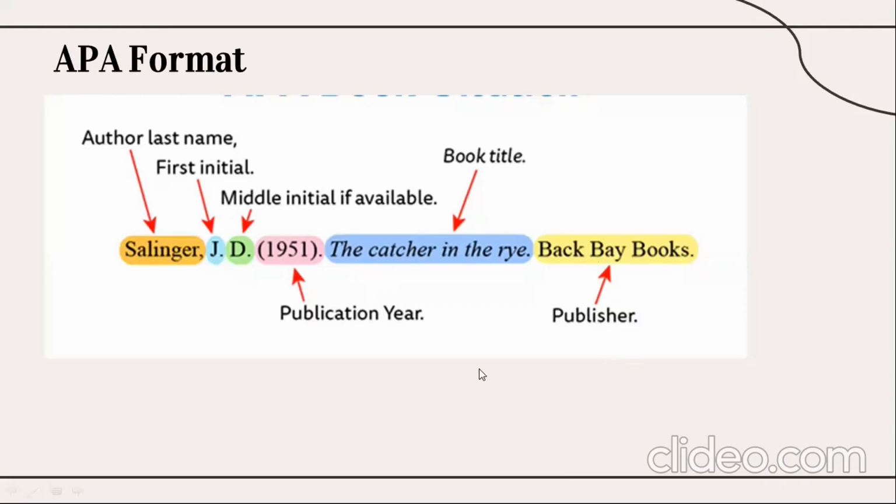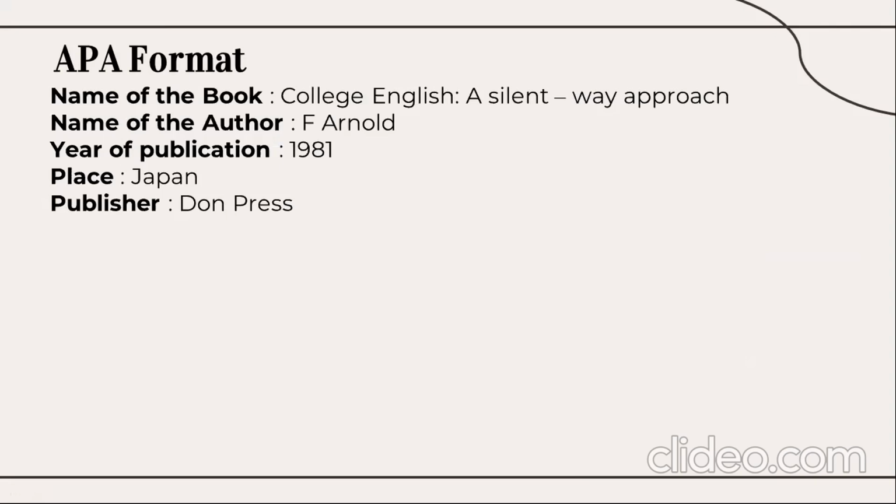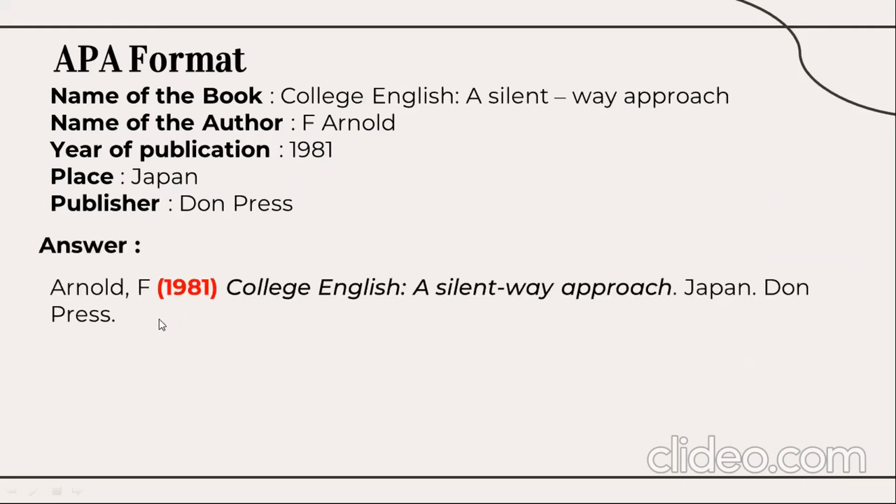Let's try to understand the other format, APA, with the help of an example. The name of the book is College English: A Silent Way Approach, written by F. Arnold, published in 1981, place of publication Japan, publisher Dawn Press. So let's see how this bibliography is written in the APA format. See here the changes, the differences I mentioned in red color.